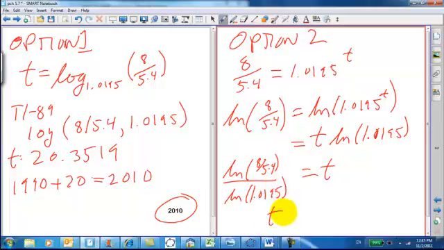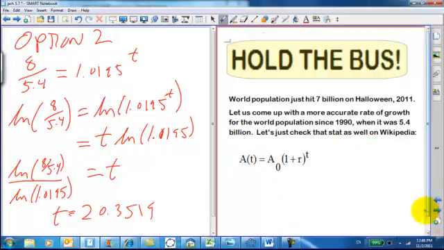t equals, let's just check it on the calculator. And sure enough, again, you get 20.3519. And in other words, in 2010, the population hits 8 billion. Hold the bus. World population just hit 7 billion on Halloween this year, 2011.